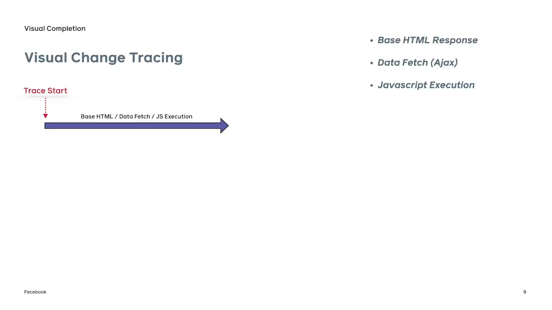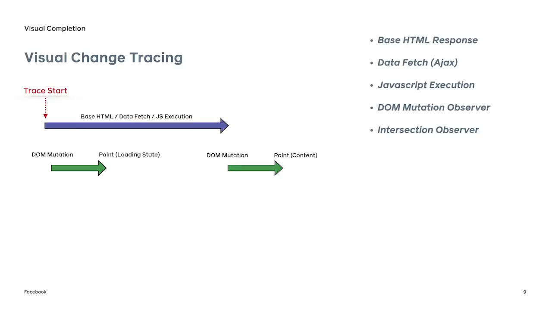But in reality, this is not a simple problem because of various edge cases. Basically, we are waiting for the main task to complete, such as base HTML response or AJAX data fetch for the page transition or user interaction. We are utilizing a combination of mutation observer and intersection observer for collecting paint timing of the visual element. But we are only interested in visible contents in the viewport.